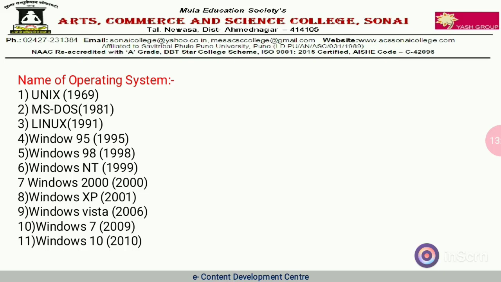There are multiple operating systems introduced from 1950 to the year 2021. So these are some of the useful or main operating systems we discussed.